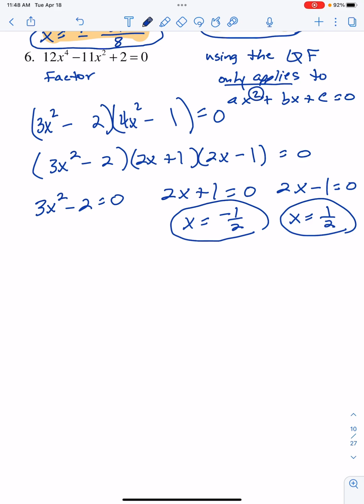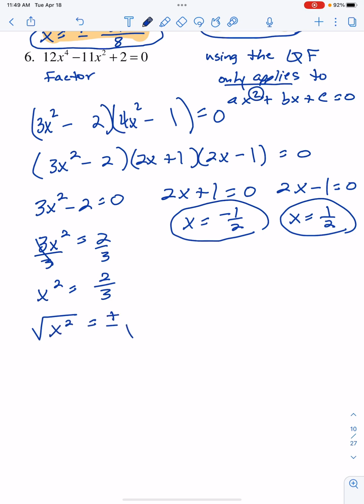Now, the first one is very much how we started this packet. We see x only written as a square. So I want to work on getting it by itself. So I'm going to write 3x squared equals 2. I'm going to divide by 3. I'm going to get x squared equals 2/3. Now that x is sitting alone as a perfect square, I can take the square root of both sides, remembering to put in my plus or minus.